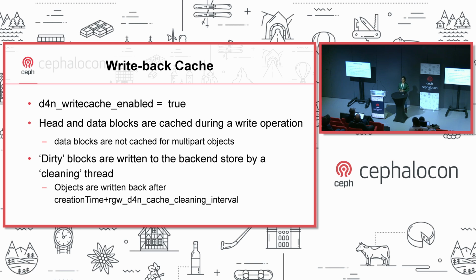So now moving on to the write-back cache. The write-back cache can be enabled by turning the config option D4N write cache enable to true. In case of a write-back cache, we cache the head as well as the data blocks during a write operation. For the time being, we are not caching data blocks for multi-part objects. We do it only for single-part objects. And data that are written to the write-back cache are marked dirty. And the dirty blocks of an object are written to the backend store by a cleaning thread after a certain interval of time once they are created in the cache.